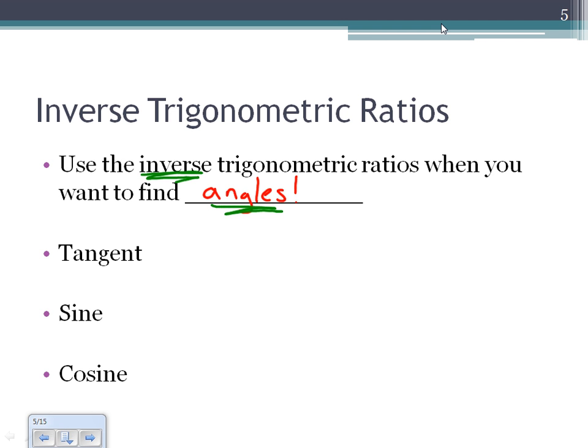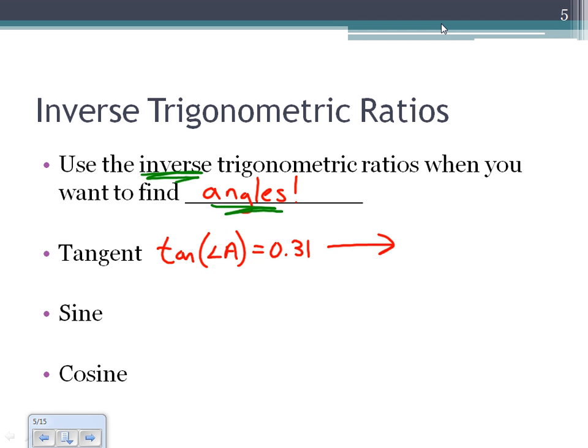The first one we're going to talk about is the tangent. So if I had the tangent of angle A equals, and I knew it equaled some number. Let's say I knew that it equaled 0.31. Just made that up, okay? And I wanted to find angle A, because now we're trying to find the angles. Notice over here we tried to find the sides, right? Now I want to find the angles. So if I know that the tangent of angle A is equal to some number, I use the inverse.